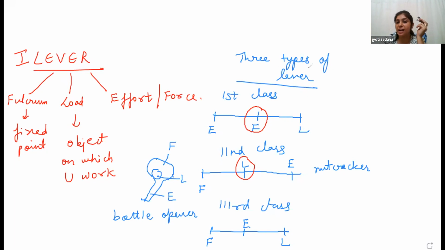Now there are 3 types of lever: first class, second class, third class. In the first class lever, we have studied that the fulcrum is in the center and the effort and load are at different corners. In second class lever, the fulcrum is at one corner, load is in the center, and effort is at the other corner. In third class lever, we have effort in the center, on one side there is fulcrum and on the other side there is load. I hope this is understood.